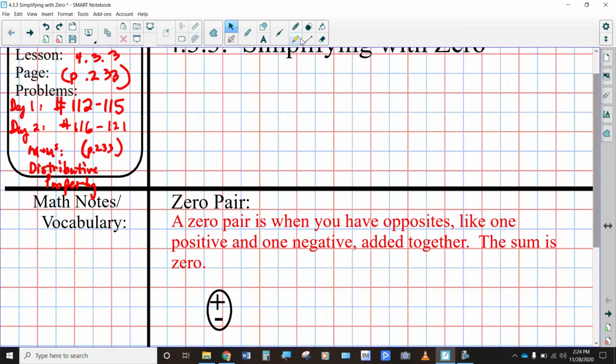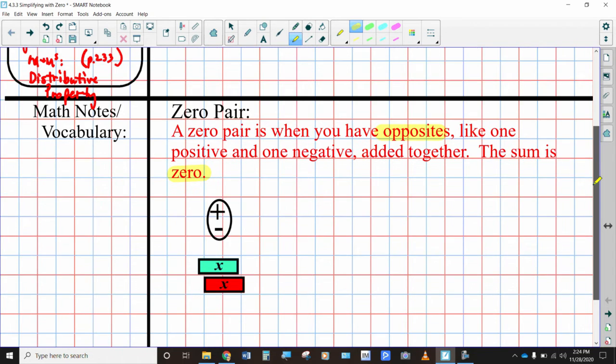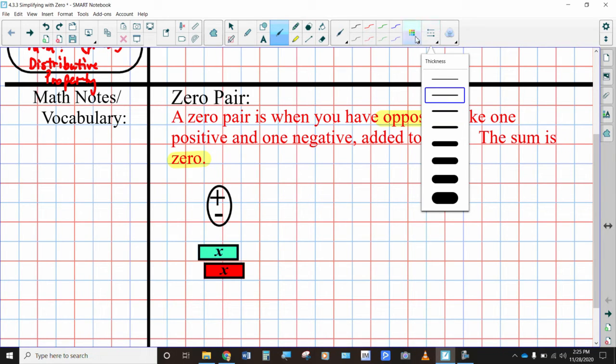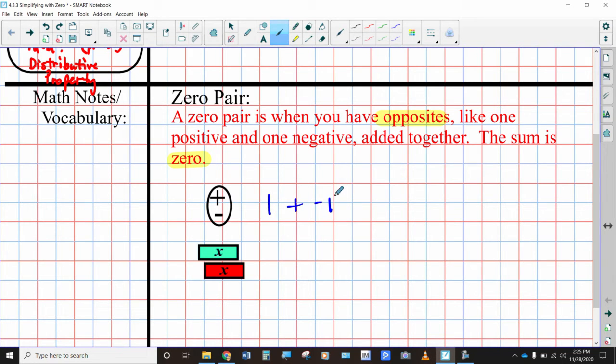So whenever you add opposites together, you are always going to get a sum of 0. So whether it is variables or integers. So this would be like us saying 1 plus a negative 1. Those two numbers are opposites. Their sum is 0. It could be any number, though. It could be 4.25 plus negative 4.25. And since those two numbers are opposites of each other, their sum is always going to be 0.